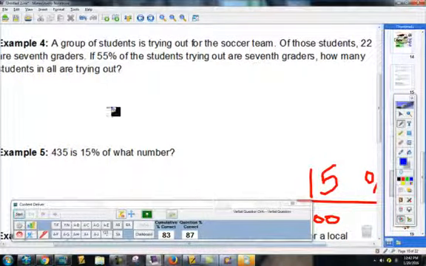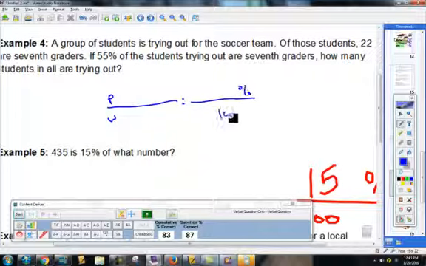So if I'm doing a percent proportion, I'm going to do my part to whole equals my percent over 100. Now, I see that it says if 55%, so I'm going to go ahead and shove that 55% in its spot. If 55% of the students trying out are 7th graders, how many students in all are trying out? So, what is this 55% representing, guys? 7th graders. So wouldn't the part then have to be an actual number of 7th graders? Yeah. And then wouldn't this be total and total?